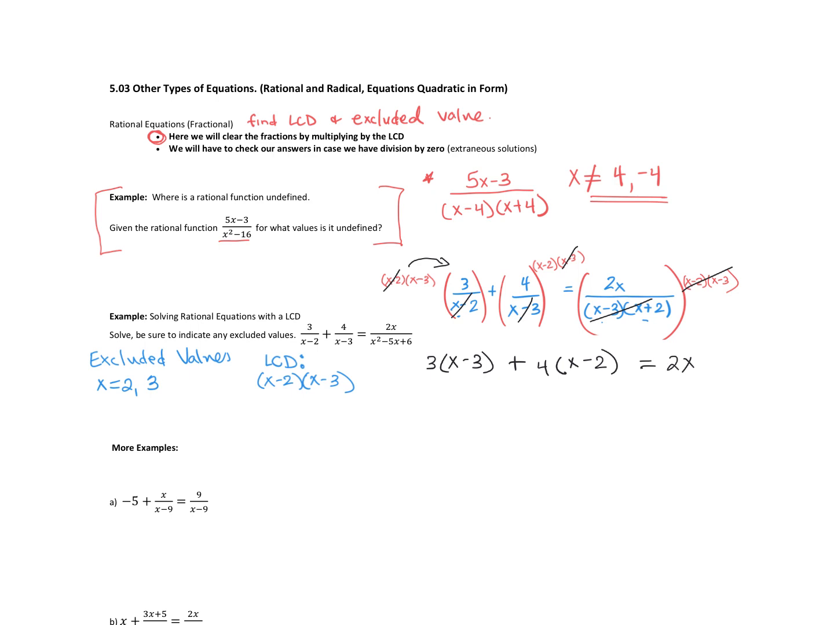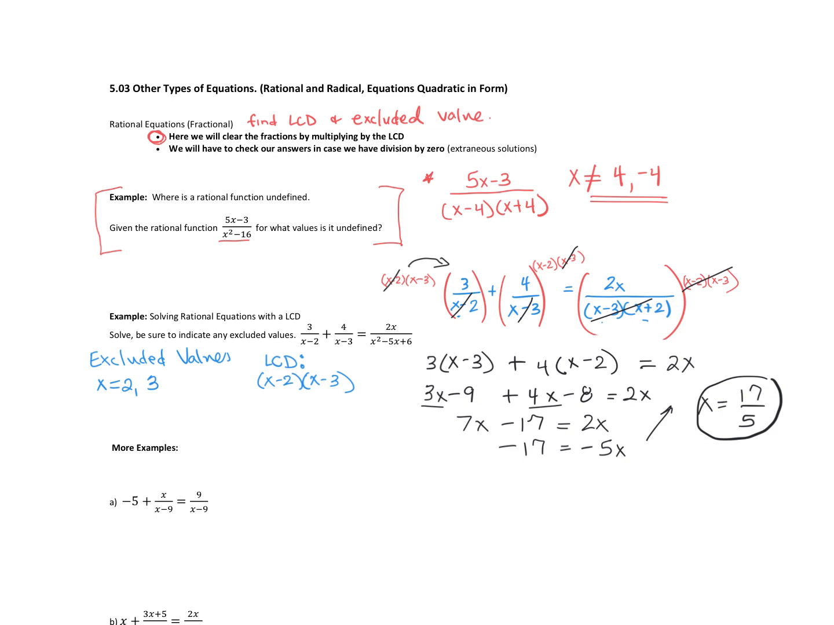Now we just have a linear equation. 3x minus 9 plus 4x minus 8 equals 2x. Collecting like terms, we have 7x minus 17 equals 2x, or negative 17 equals negative 5x, and then dividing, we get x equals 17/5. And this is not one of our excluded values, so we are good with this solution.